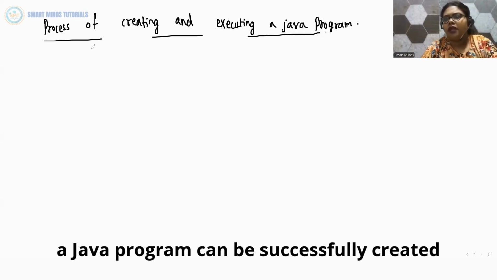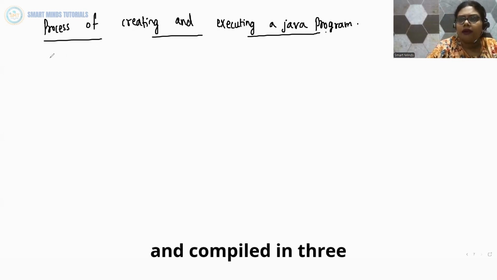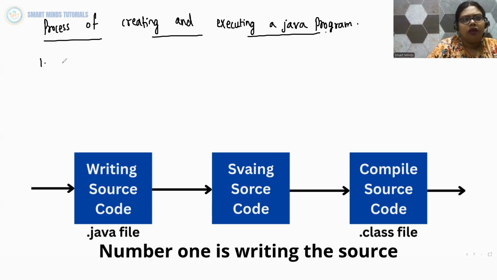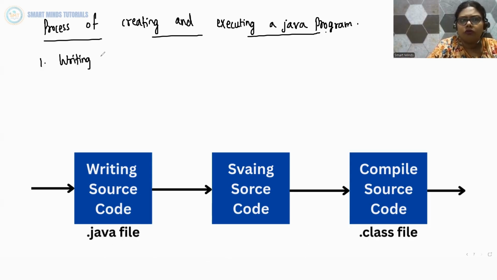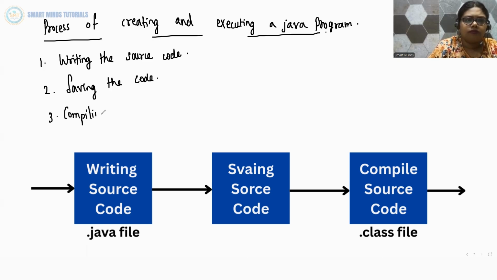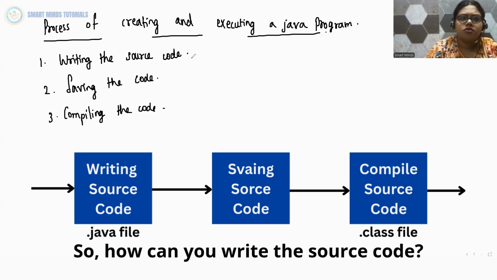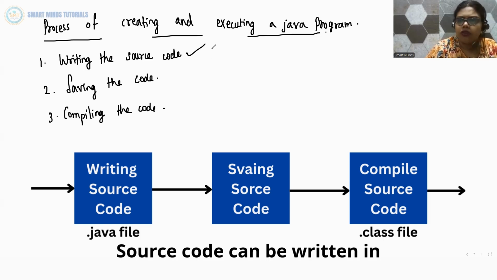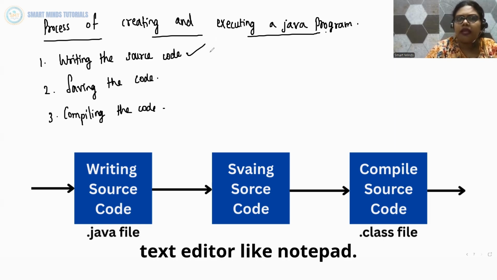So a Java program can be successfully created and compiled in three steps. Number one is writing the source code. Number two is saving the code. Number three is compiling the code. So how can you write the source code? Source code can be written in a text editor like Notepad.